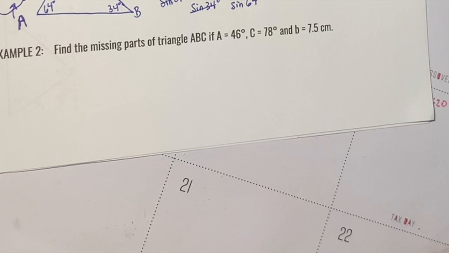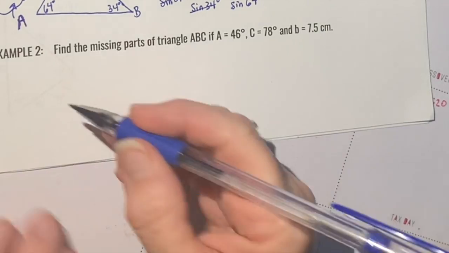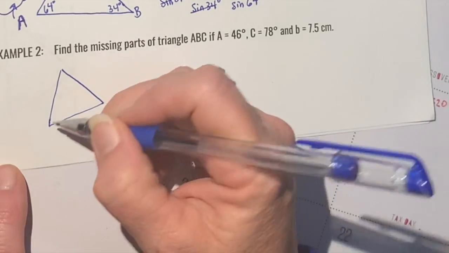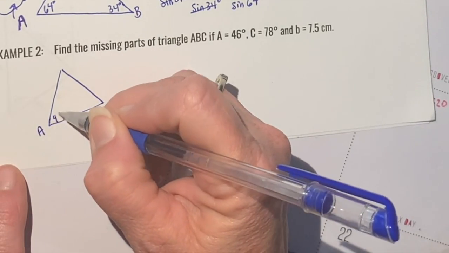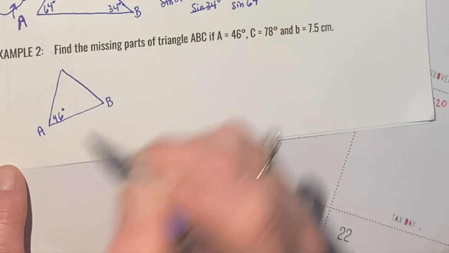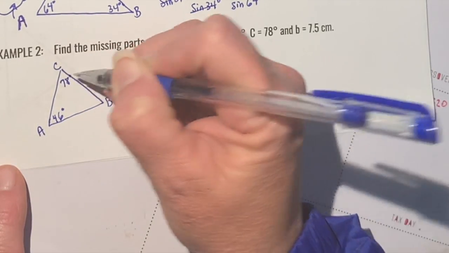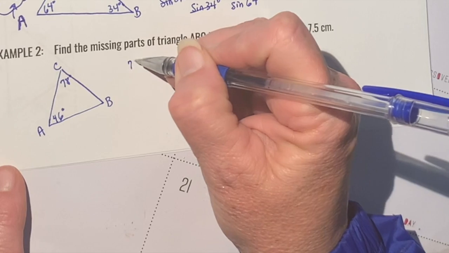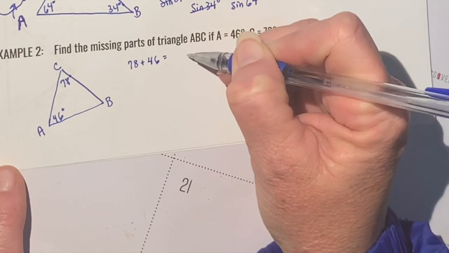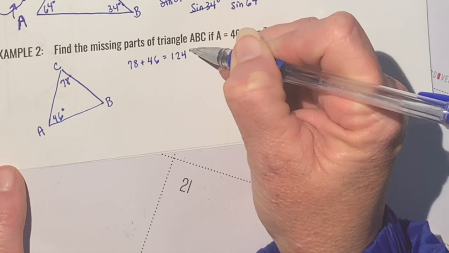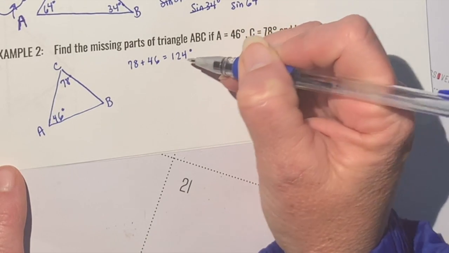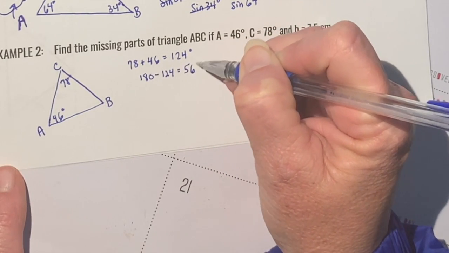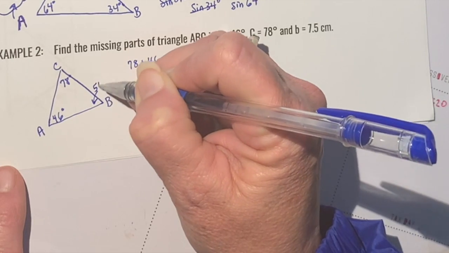All right, example 2, very much like example 1. Just to kind of get back in the groove of this, let me draw this out again. So I have angle A to be 46 degrees. Angle B is not given. Angle C is 78 degrees. So I do know angle B because I can use the 180 degree rule. So 78 plus 46 is 124 degrees. And 180 minus 124 is 56 degrees. So angle B here is 56 degrees.